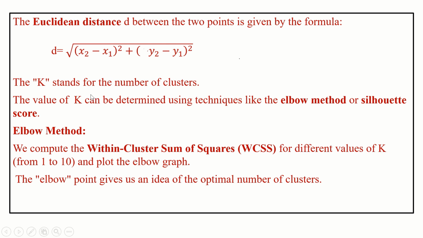The k stands for the number of clusters. The value of k can be determined using a technique like the elbow method or Silhouette score. In the elbow method, we compute the within cluster sum of squares value for different values of k, and then we plot the elbow graph or plot. The elbow point gives us an idea of the optimal number of clusters.